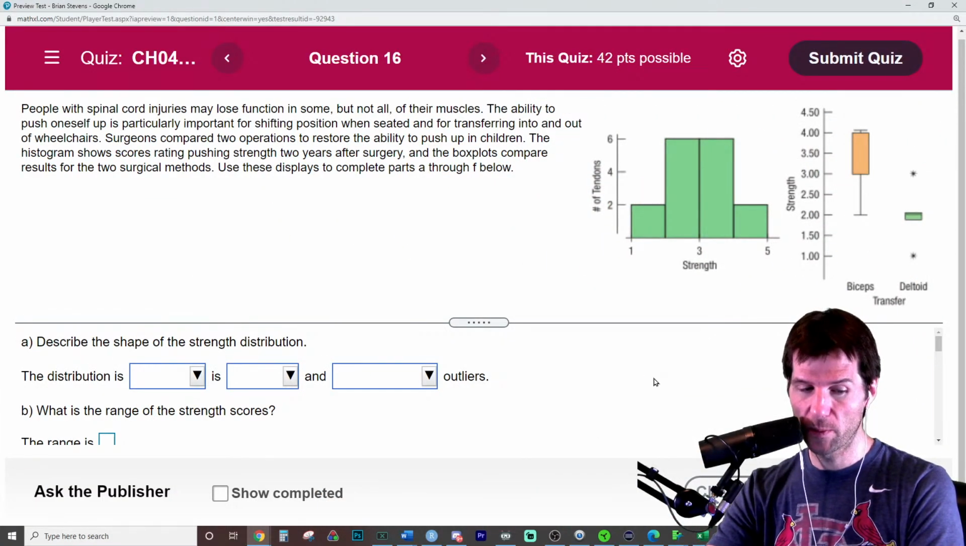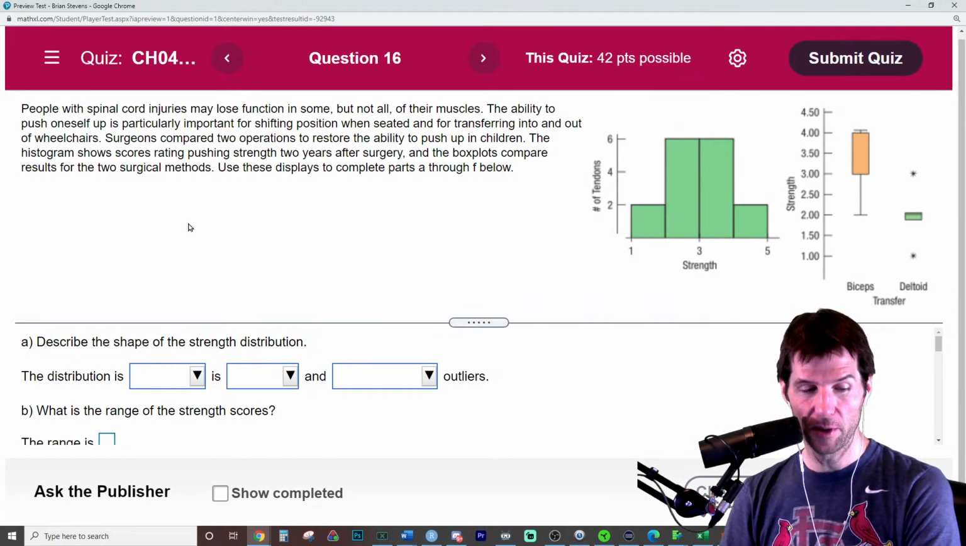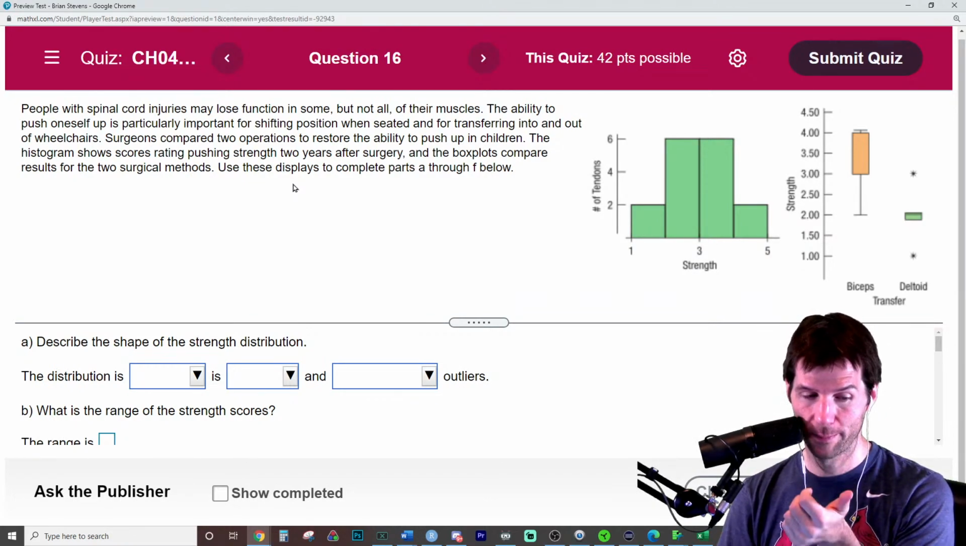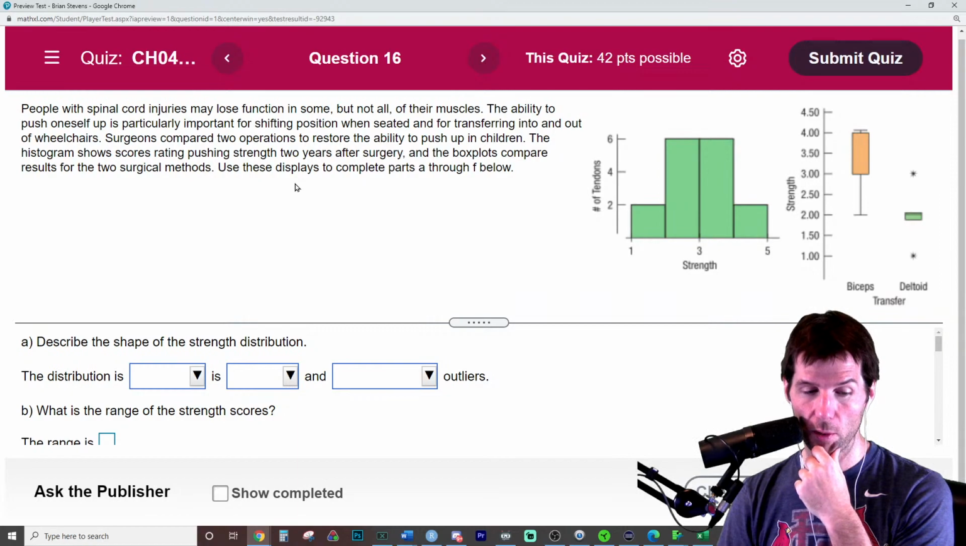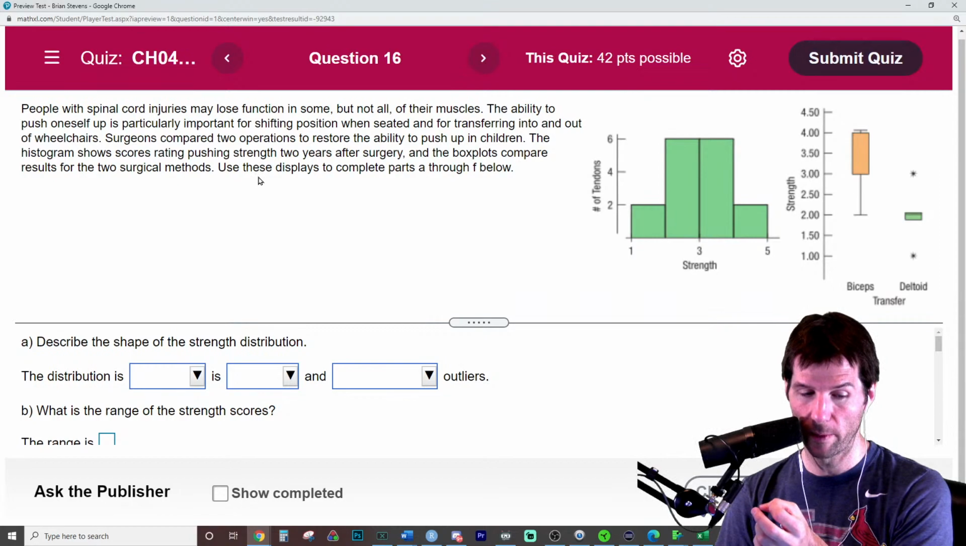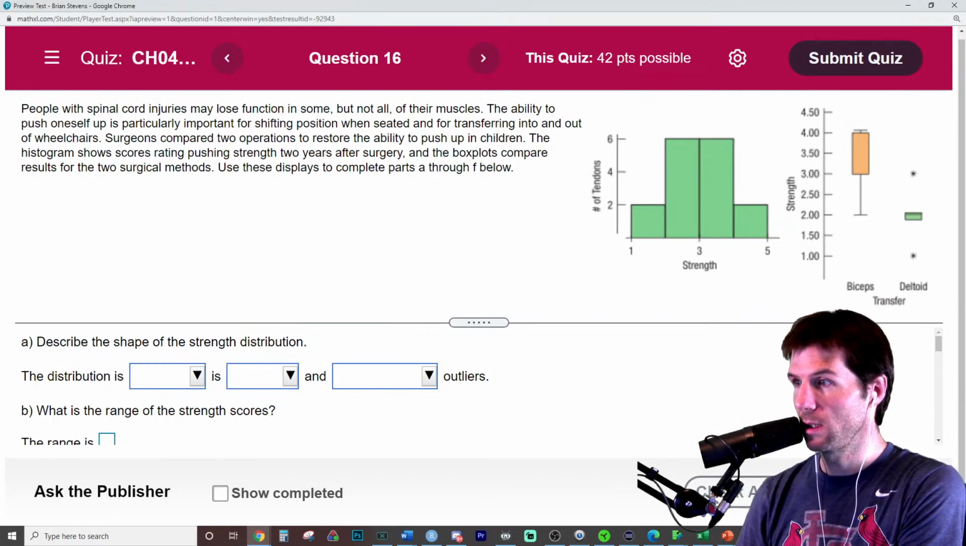Okay, so people with spinal cord injuries may lose some function, but not all of their muscles. The ability to push oneself up is particularly important for shifting positions when seated and for transferring into and out of wheelchairs. Surgeons compare 2 operations to restore the ability to push up in children. The histogram shows scores rating pushing strength 2 years after surgery, and box plots compare results of the 2 surgical methods. Which of these is a bivariate display of data?